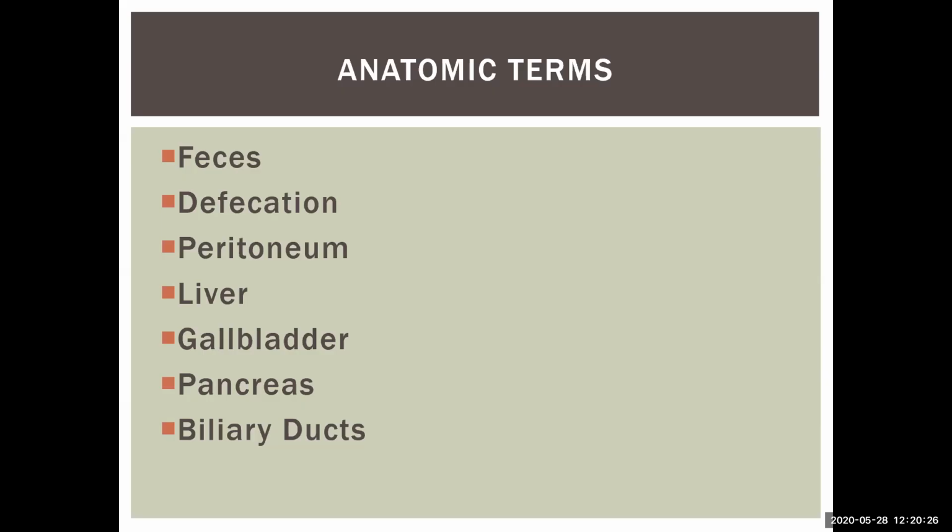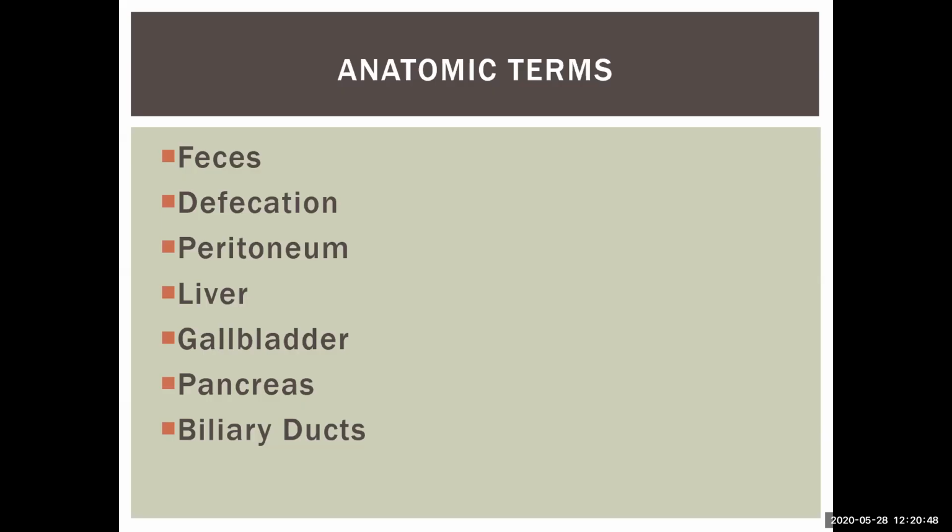Peritoneum is the membrane surrounding the entire abdominal cavity, and it has a parietal layer and a visceral layer, so it helps protect the organs. Your liver is an organ that's in your right upper quadrant of your abdomen. It produces bile, which is secreted into the duodenum and helps digest and break down your food. Have to have that to live.